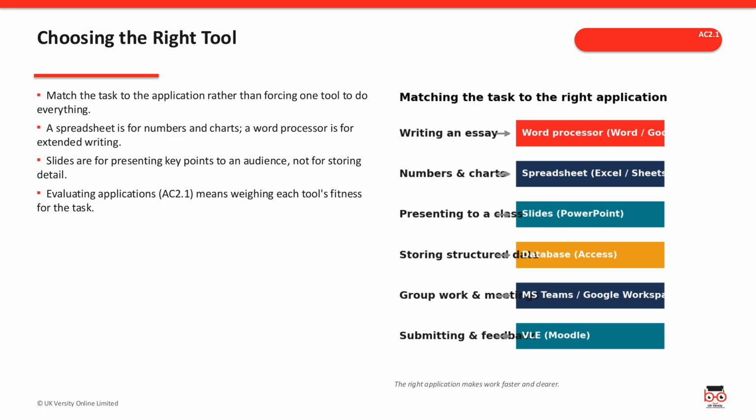The golden rule is to match the task to the application rather than forcing one tool to do everything. A spreadsheet is built for numbers and charts, a word processor for extended writing, and slides for presenting key points, not for storing every last detail. Picture someone trying to write a full report inside PowerPoint, cramped and unreadable, and you'll see why the right choice makes work faster and clearer. Evaluating that fitness for purpose is exactly what this criterion is after.